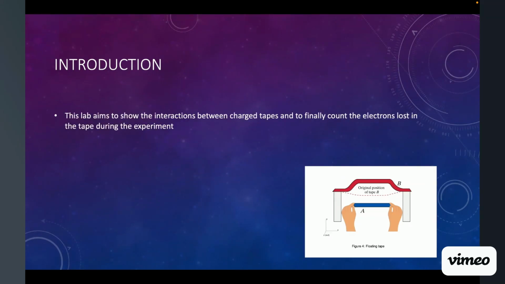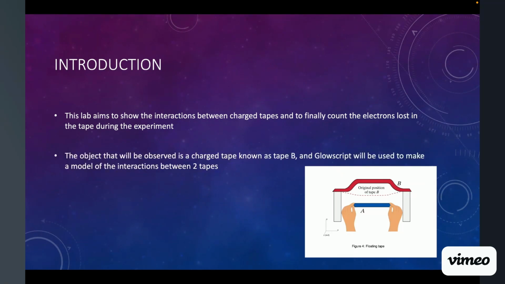For our introduction, this lab aims to show the interaction between the charged tapes and to finally count the electrons lost in the tape during the experiment. The object that will be observed is a charged tape known as tape B, and GlowScript will be used to make the model of the interaction between these two tapes. The system is the U tape and the surroundings are everything else for our initial experiment.